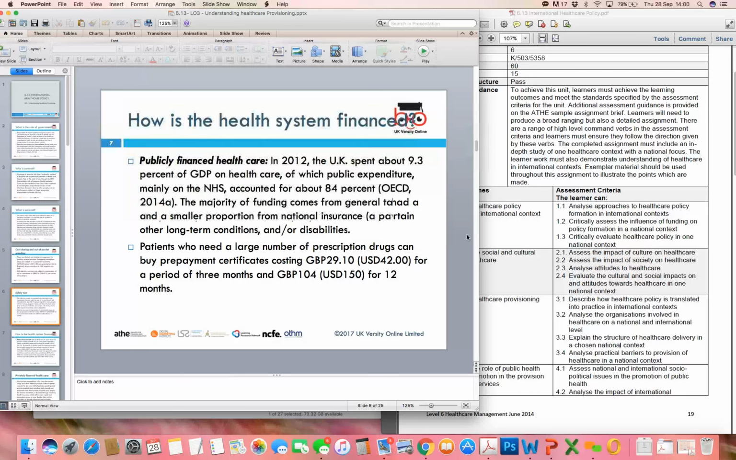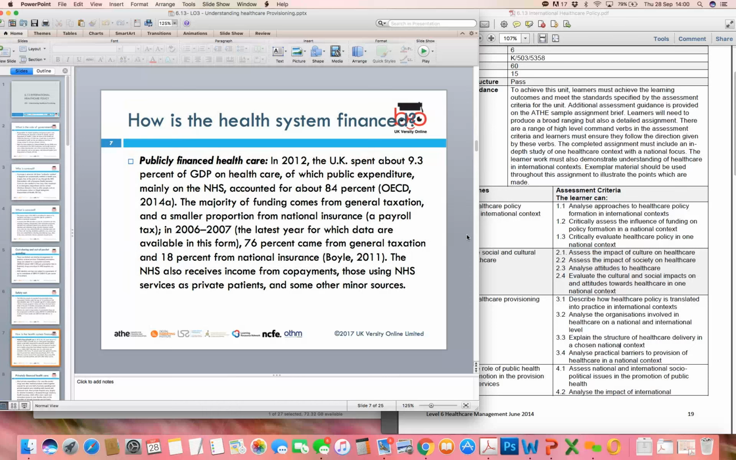Now, in other cases, we discussed last time how the funding is done for the NHS. So the funding of the NHS not only comes from the government fund, the King's Fund, the Prince's Trust, but it also gets direct funding in terms of contributions coming in from your national insurance.